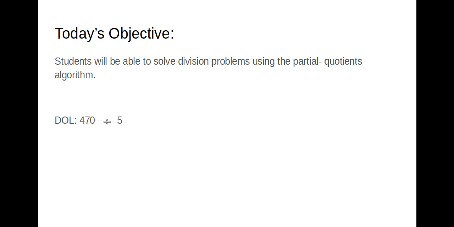Today's math objective: students will be able to solve division problems using the partial quotients algorithm. So we've been doing this the past 2 days, so it's just another day of review because we learned this back in January. Our DOL today, which is your online Google Classroom assignment, is 470 divided by 5. And now I'm going to do a teacher model so you know exactly how to answer this type of problem.